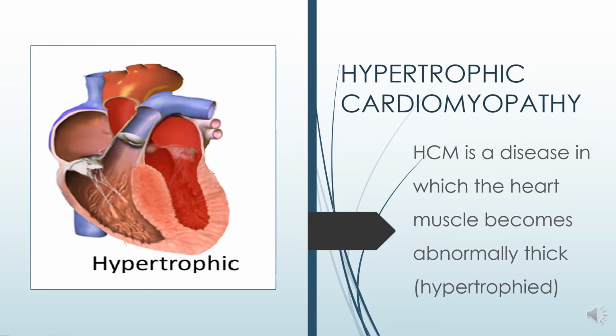First of all, let's see what is hypertrophic cardiomyopathy. It is a condition in which the heart muscle becomes abnormally thick. The thickened heart muscle can make it harder for the heart to pump blood. In this picture, you can see that the ventricular walls are abnormally thick, including the interventricular septum.